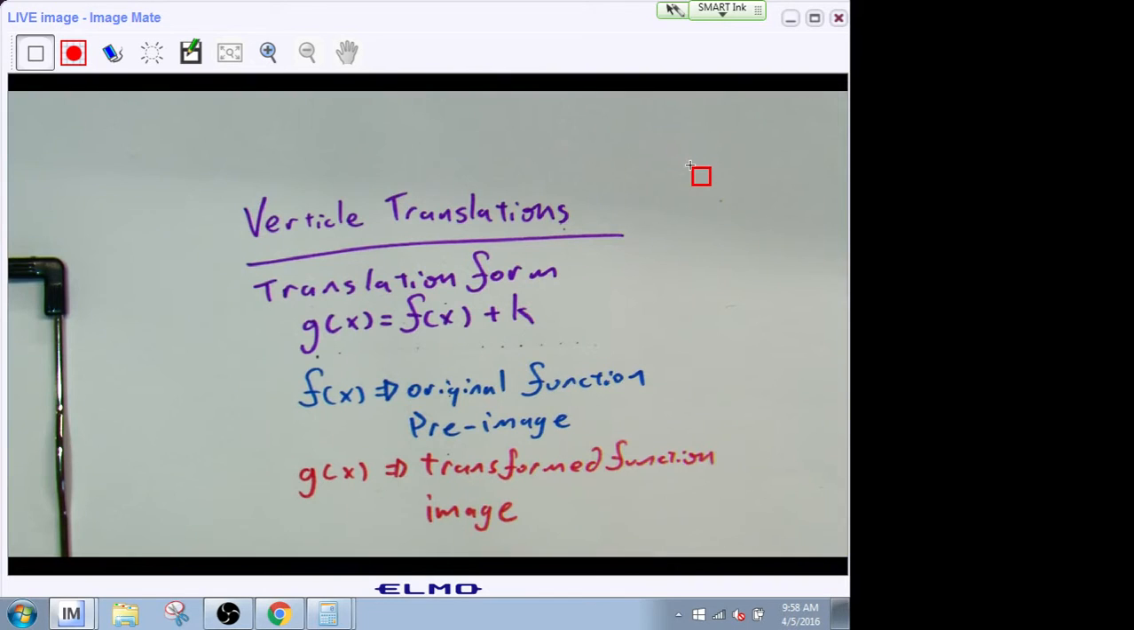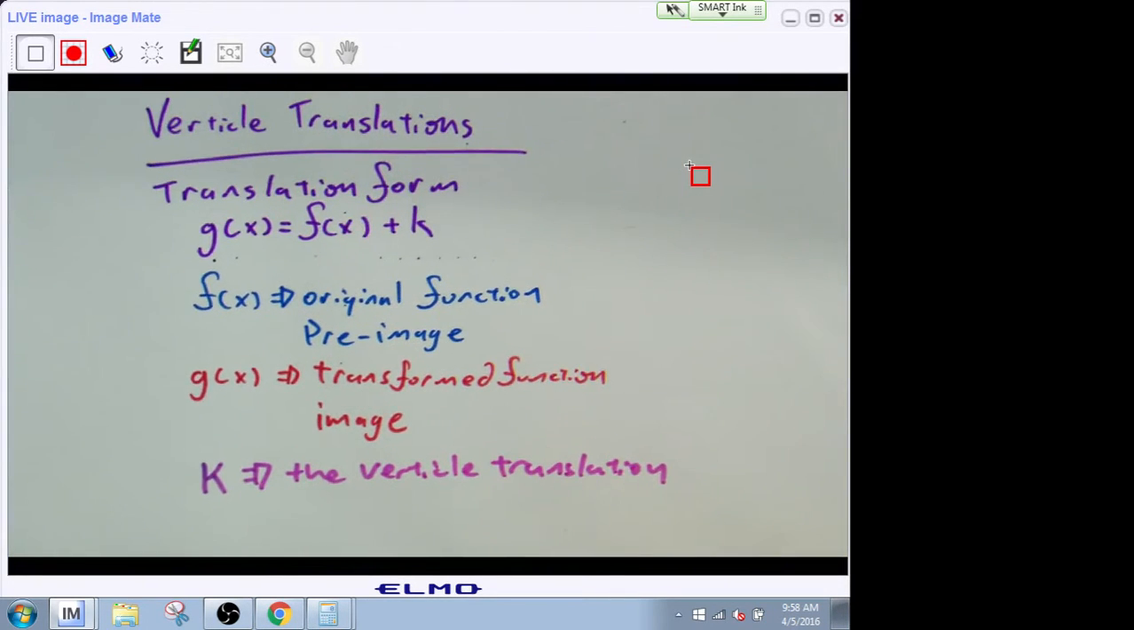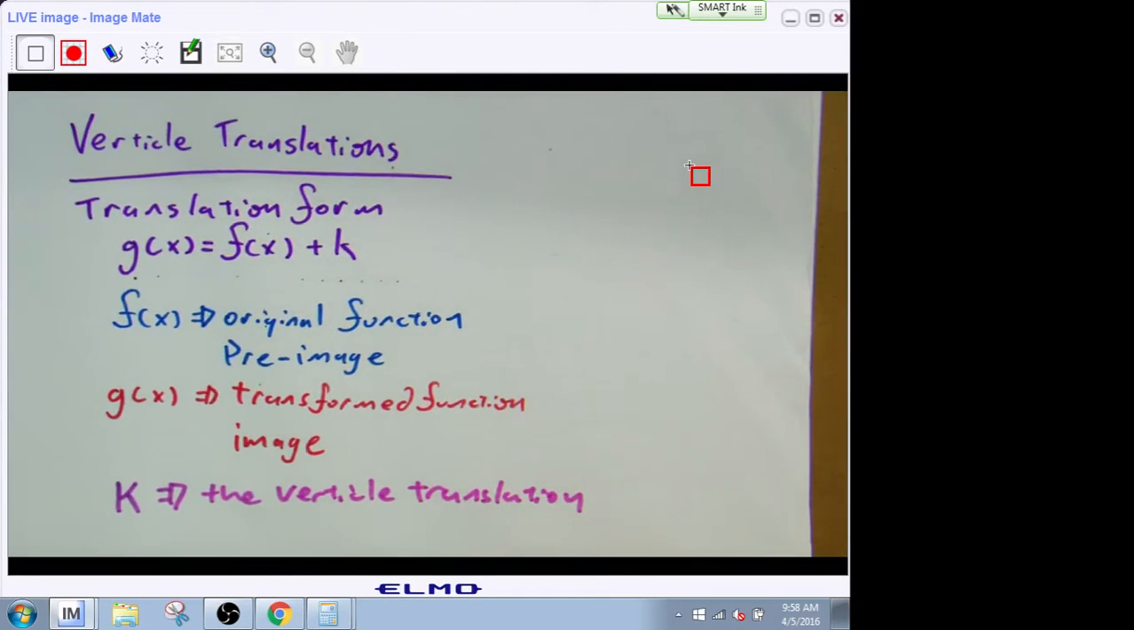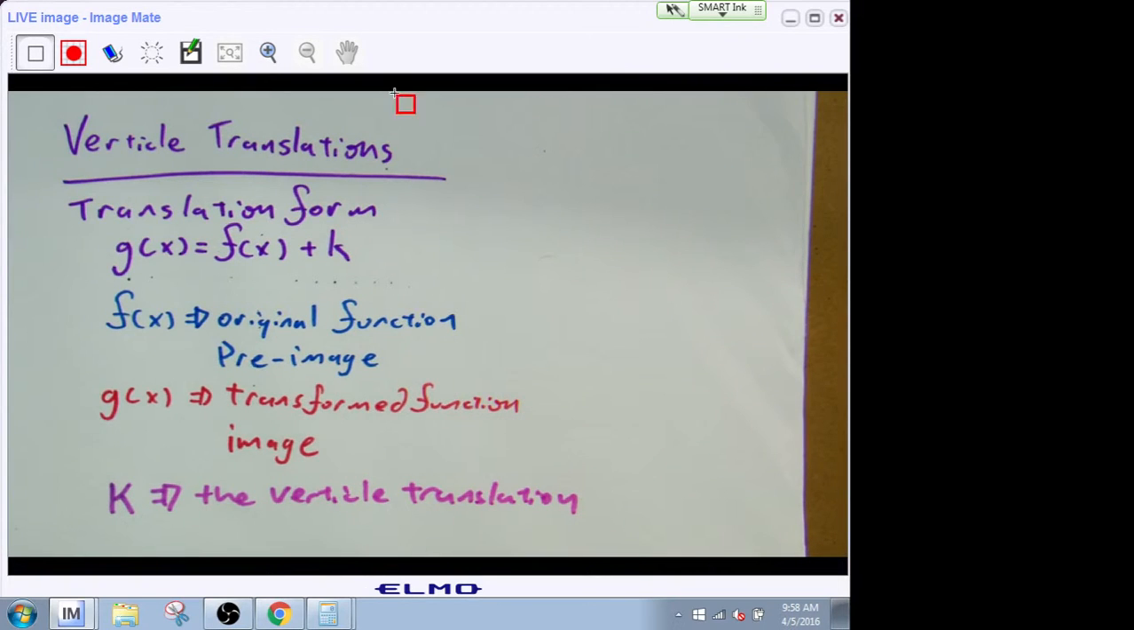And then finally we have k. K is the vertical translation. Okay? It's how much we need to move the thing. It's the vertical translation. It's how much we need to actually move the gosh darn thing.